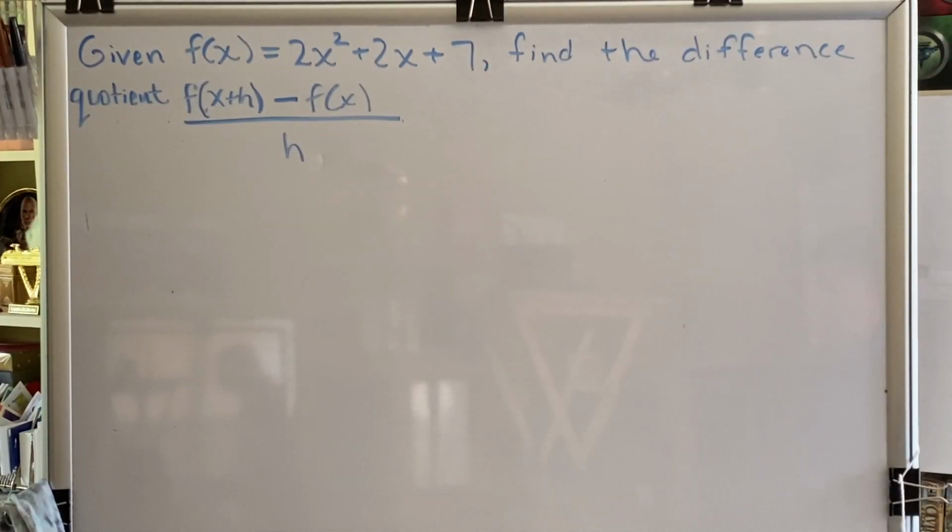The topic of this video is finding the difference quotient of a function. Let's look at a problem. Given f of x equals 2x squared plus 2x plus 7, find the difference quotient: f of x plus h minus f of x, all divided by h.